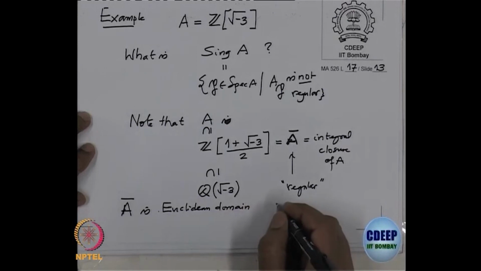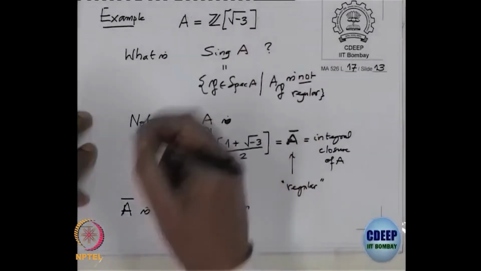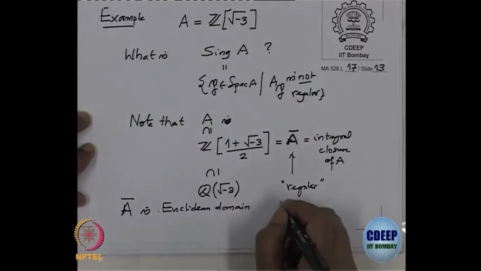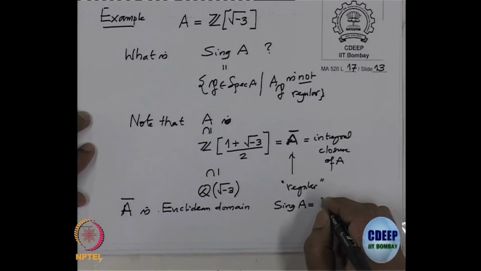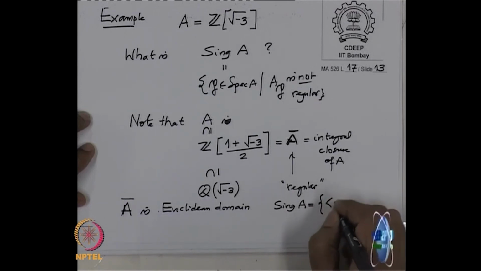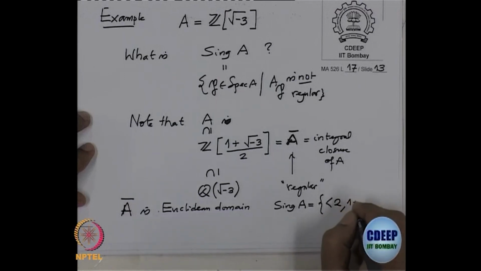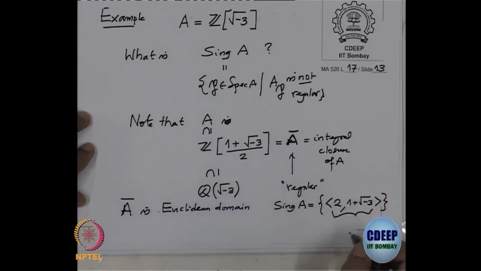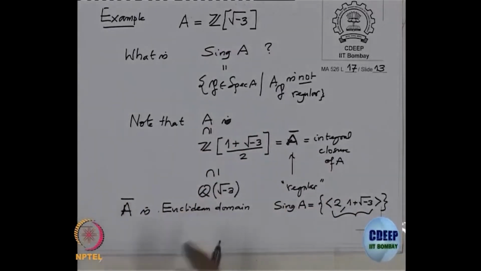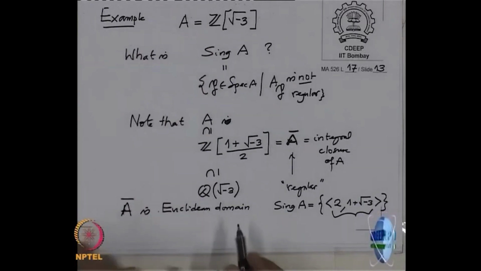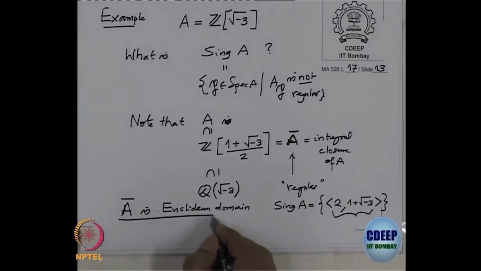If you use that, and you try to check your prime ideals which are singular, the answer you will get is the following. Sing A is precisely only one point, namely the ideal generated by 2 and 1 plus root minus 3. You check that this is a prime ideal and this is the only prime ideal. When you localize there, it becomes non-regular. Others are regular. This is not too difficult to check, but it will be very handy for you if you use this. Okay, so I will leave it for you to check this. This is an interesting calculation. Okay.